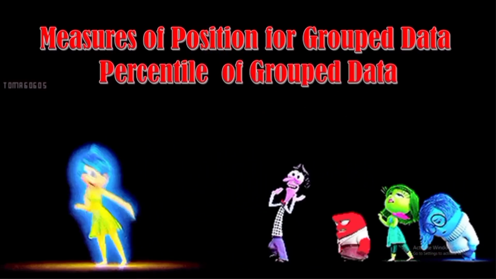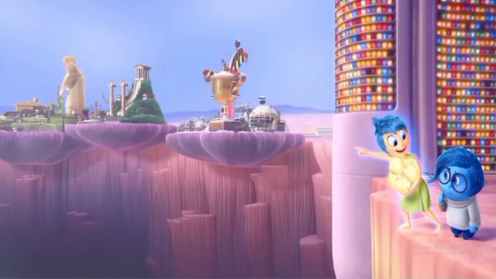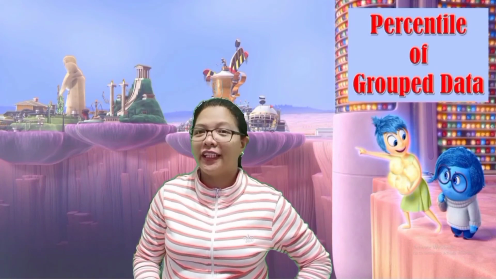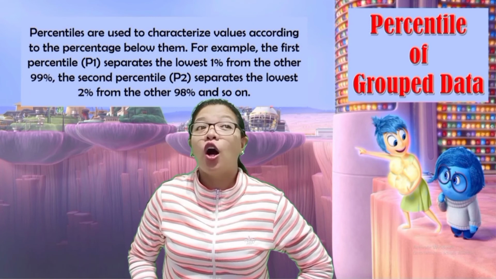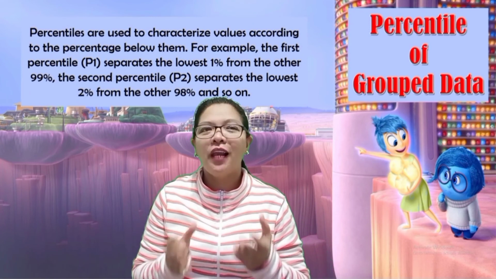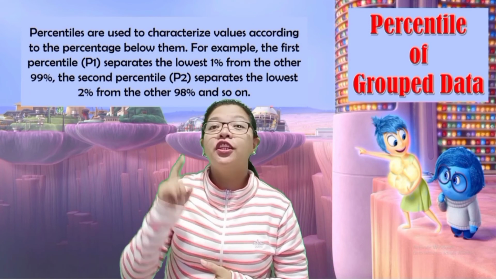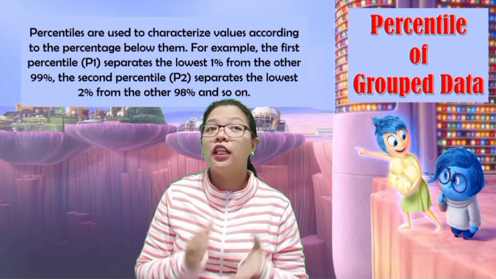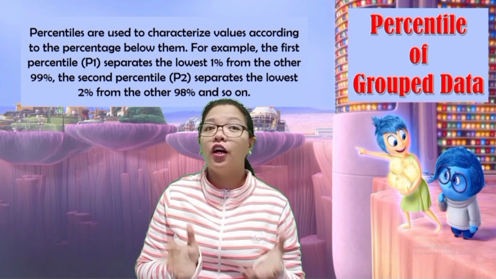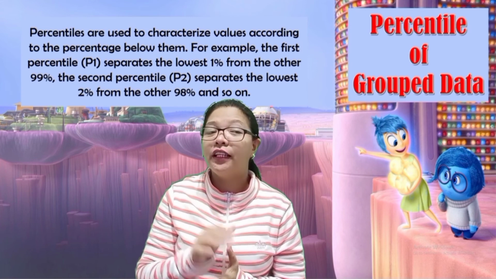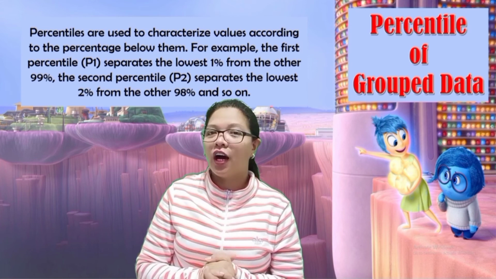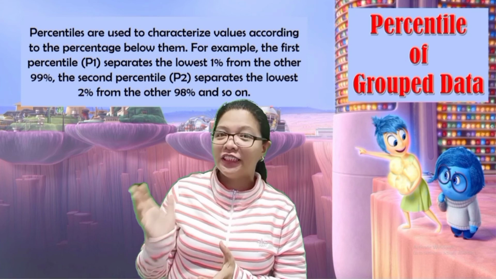Percentile of group data. Percentiles are used to characterize values according to the percentage below them. For example, the first percentile separates the lowest 1% from the other 99%, and the second percentile separates the lowest 2% from the other 98%, and so on.